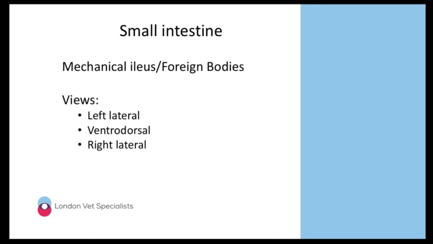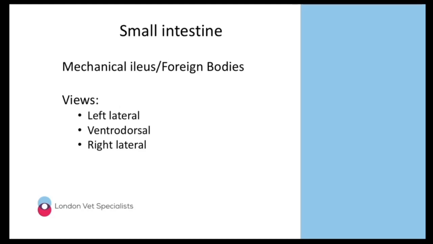So for patients like this, where we're looking to try and diagnose a foreign body or a mechanical ileus, I'd recommend that you take 3 views, so a left lateral initially, then a ventrodorsal, then a right lateral view. And that's because if you take the left lateral initially, then the gas that's in the gastrointestinal system is going to go to the non-dependent part of the abdomen. So it's going to go into the pylorus and potentially the duodenum.